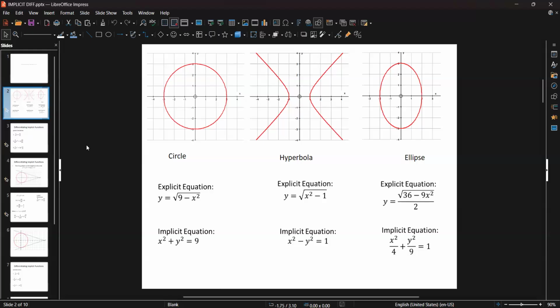Anyway, let me go. We have quite a bit to cover here. So these are some examples, right? We have the circle, the hyperbola, the ellipse.